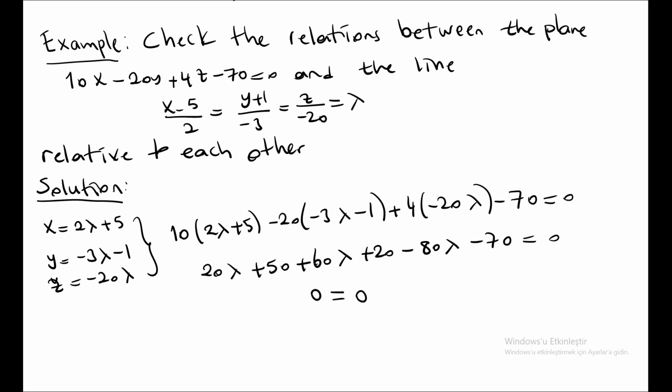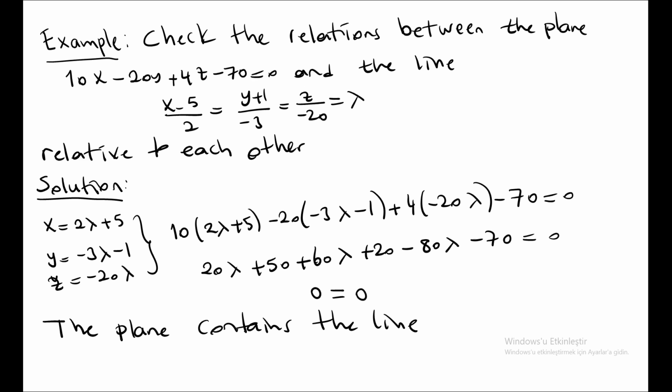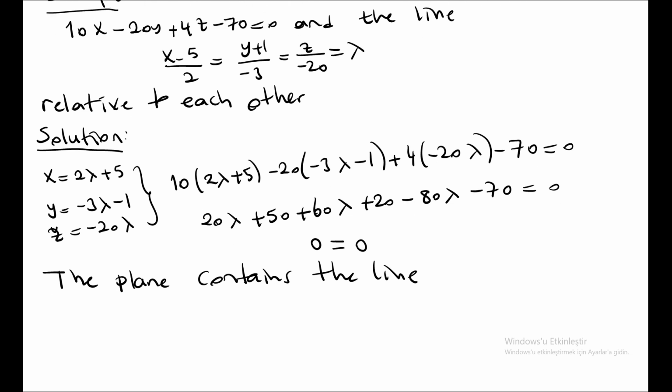Because for every lambda this equation is satisfied, it means the plane contains the line. Okay? There is no specific lambda here, there is no absolute case. Okay, this is solution 1. Solution 2.